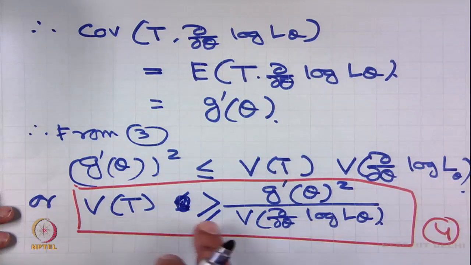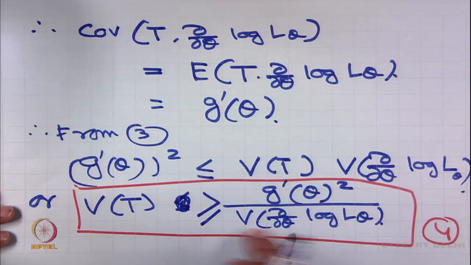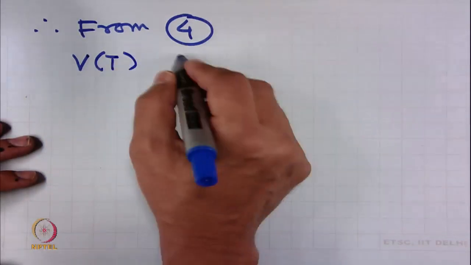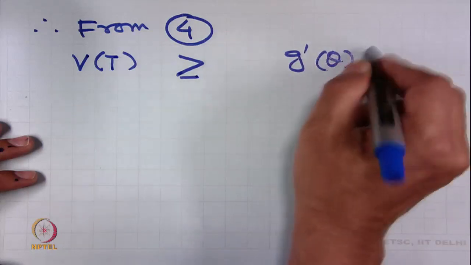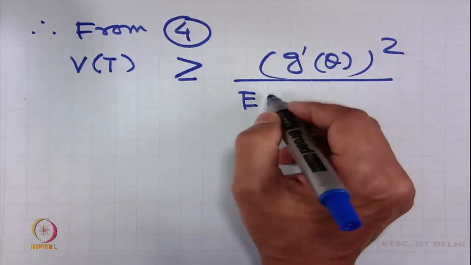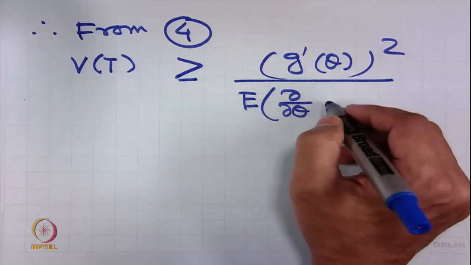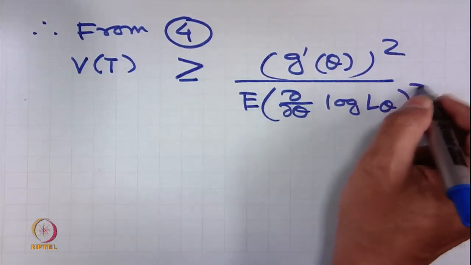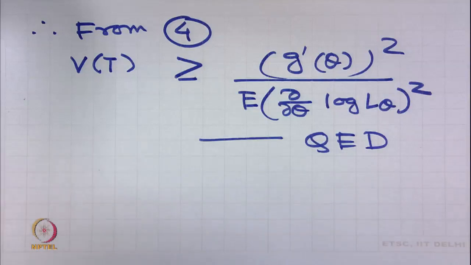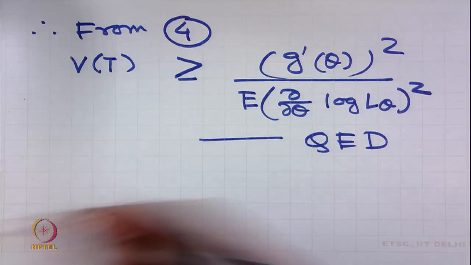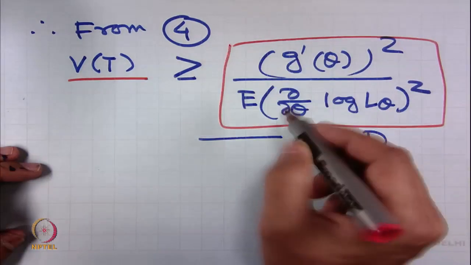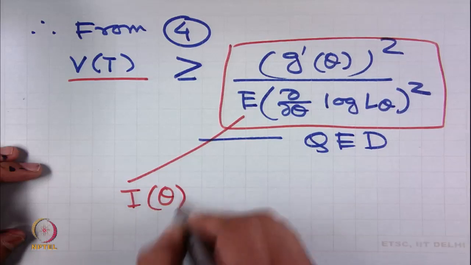from 4, which is variance of t is greater than or equal to g prime theta whole square upon variance of del del theta log L theta, we can write it as variance of t is greater than or equal to g prime theta whole square upon expected value of del del theta log of L theta whole square. So, this is the result that we were trying to prove, that variance of t has to be greater than or equal to this, where this is called the I theta.